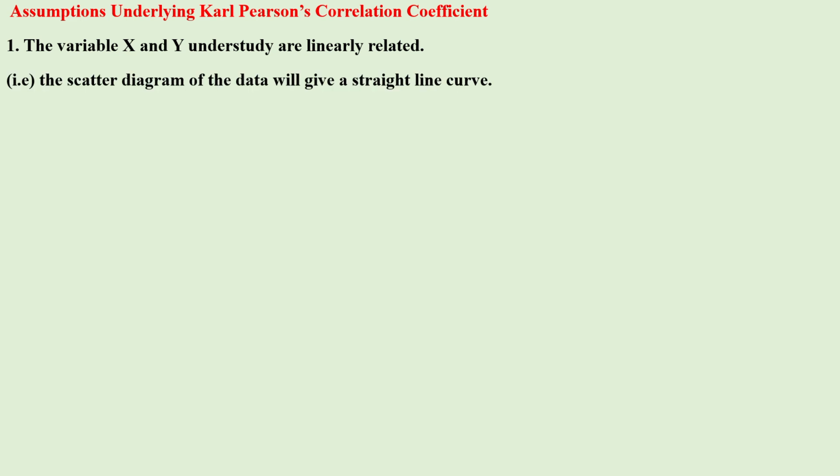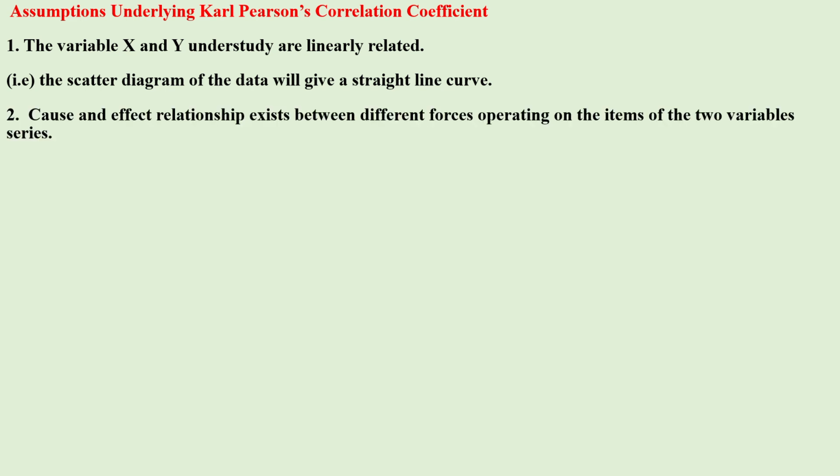Assumptions underlying Pearson's coefficient. What are the assumptions for using Pearson's coefficient? First, the variables x and y under study are linearly related. So the first is a linear relation. The scatter diagram of the data will give you a straight line. Linear relation means a straight line.